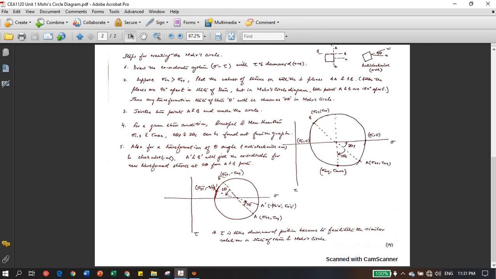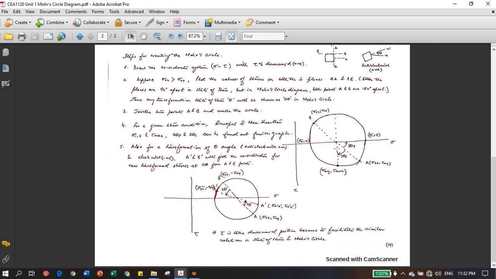A dash will be your transformed stresses, and B will be your positive Y face. Here also you put 2 theta and draw a line where it cuts the circle. This will be your transformed stress at B dash, and this will be your transformed stress at A. This is how you can calculate the values of transformed stresses.